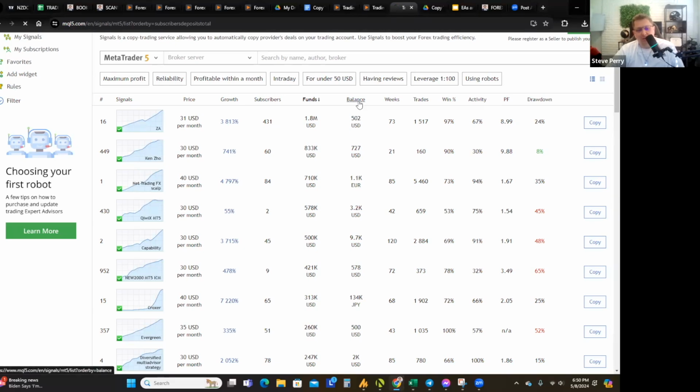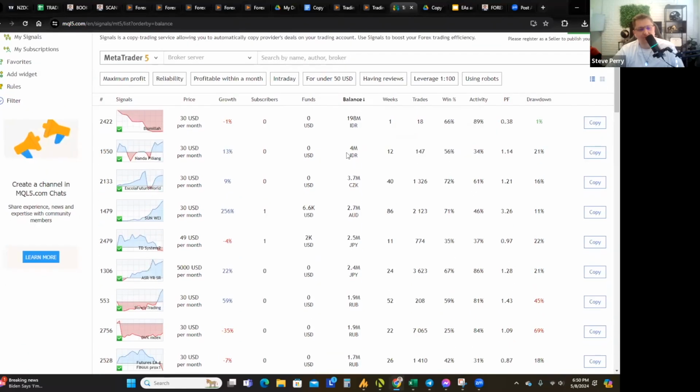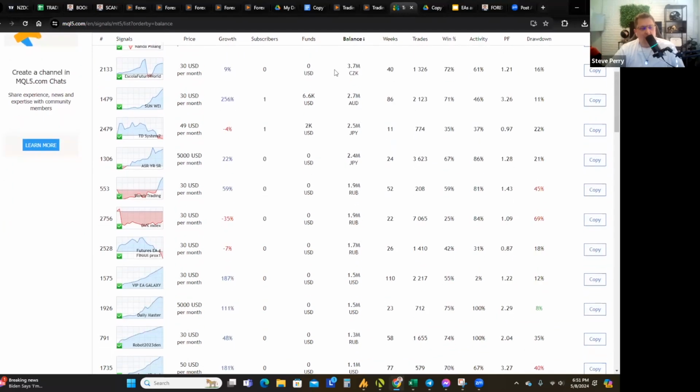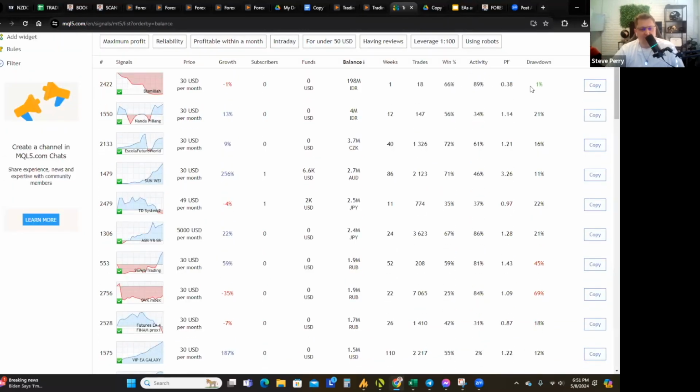So you can filter by balance right here. Again, you have to check what currency they're in. I don't know what IDR is. Is that rupee, Vincent? Yeah, I don't know. So then, yeah, rupee. Okay, yeah. You have to make sure it's a currency that's worth something, because who knows what 198 million IDR is. Plus, the results are terrible here, as you can see. And you can kind of see generally what their equity curve is over here.